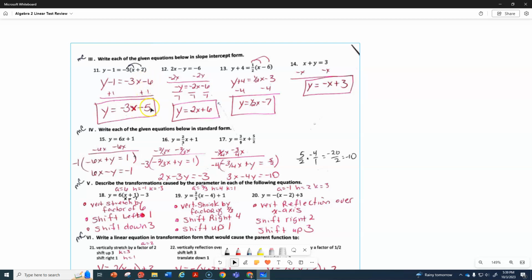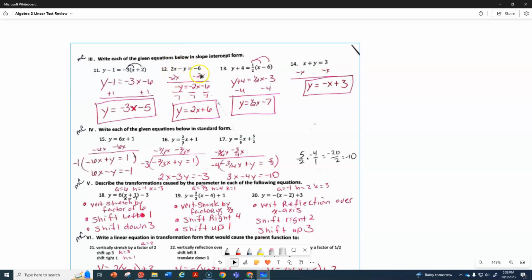6 minus 1 is 5. And then I just brought the 3x down. Now it's in slope-intercept form. If it's in standard form, just move the x and then divide by the number in front of the y. So do the opposite to move the x.